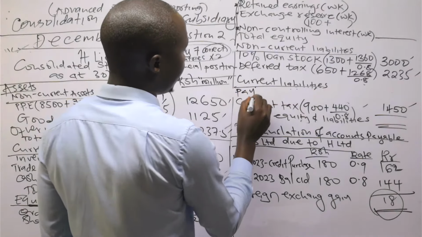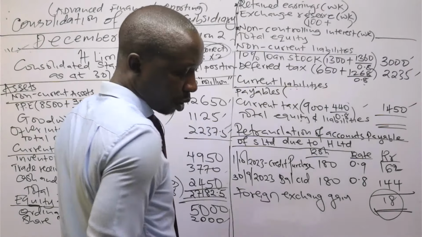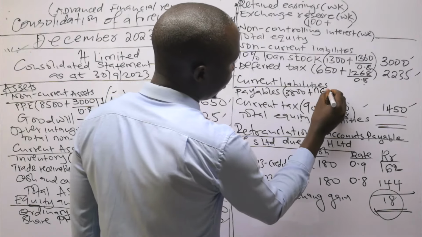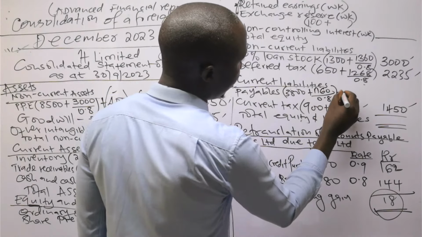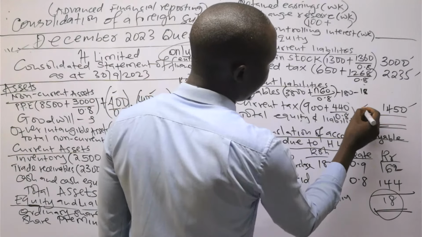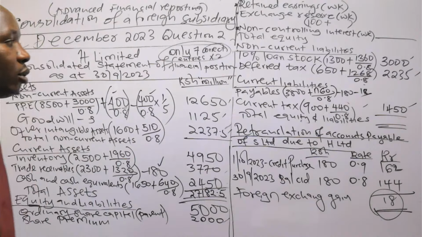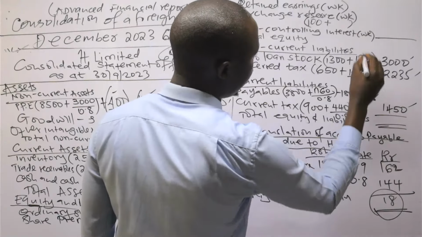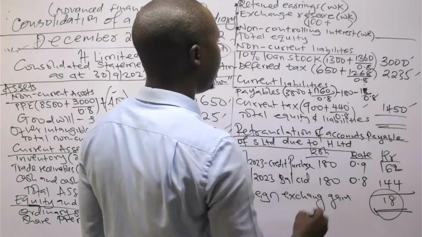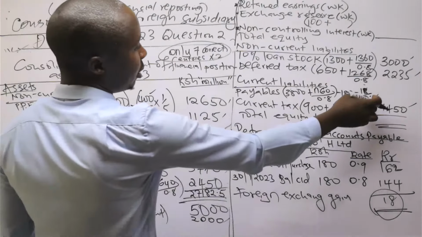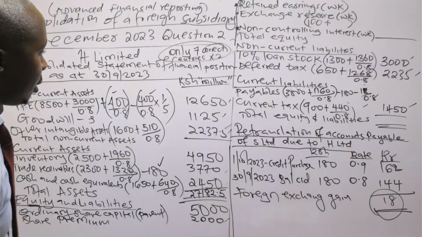So the payables, the value is 38 plus 1160 divided by 0.8 minus 180 minus 18. But now this one we have to change to Kenyan shillings, and that one we have to divide by 0.8, the closing rate. The 18, the exchange gain, must be deducted here. The 18, which is translated at the closing rate.